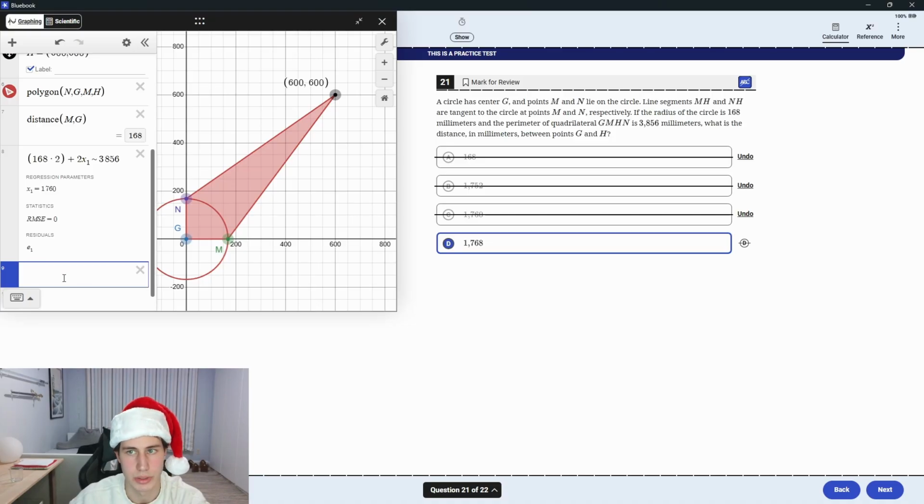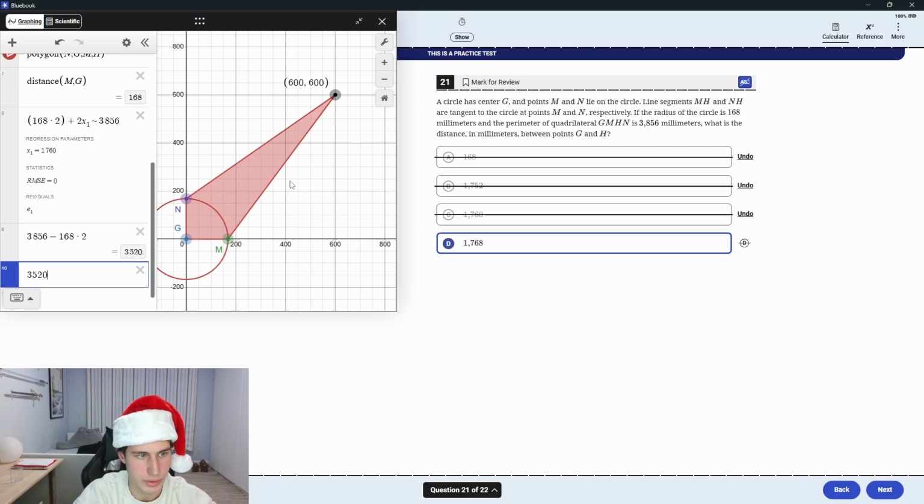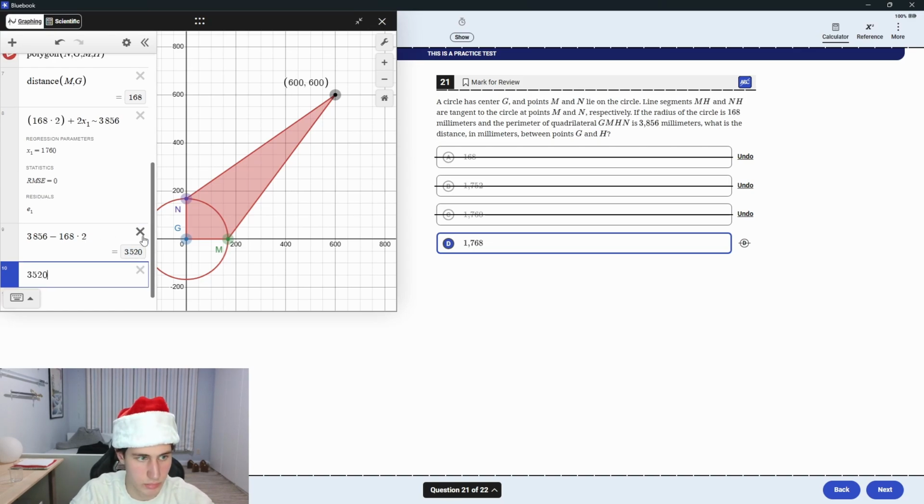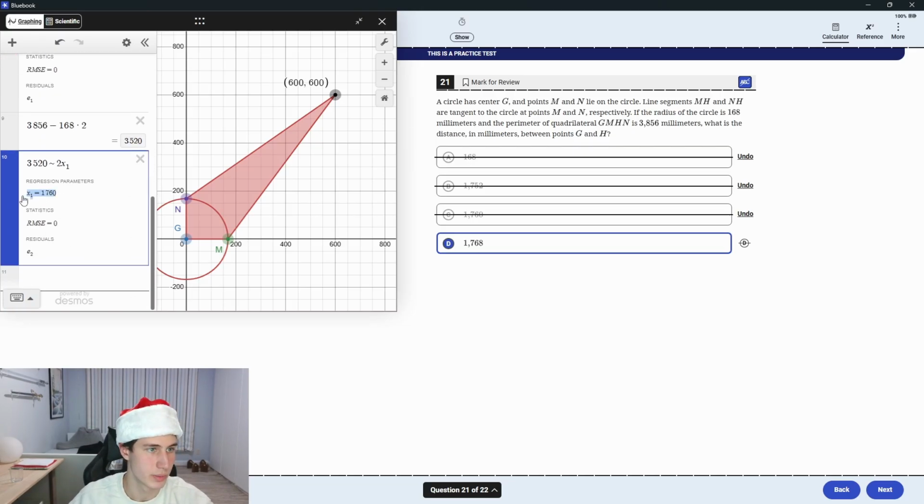But if we didn't know that, we could then do 3,856 minus 168 times 2, so we have 350. It is 350. So we can check our answer with that.